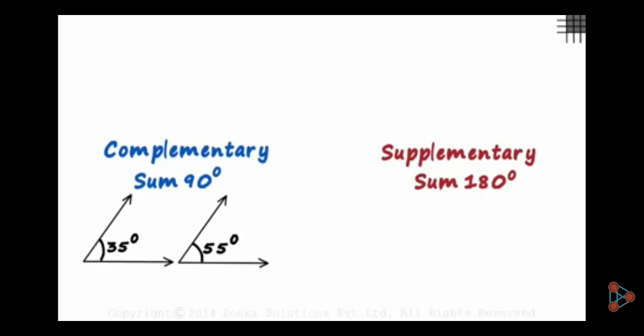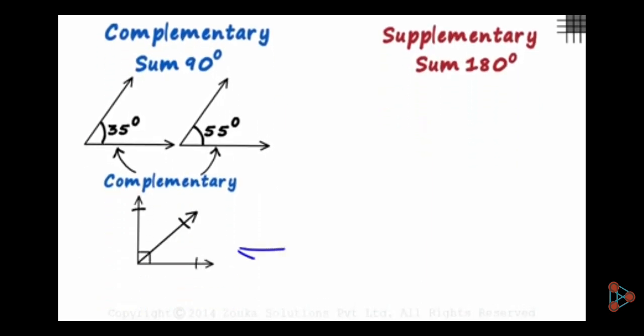Look at these two angles. 35 plus 55 is 90. So yes, they are complementary angles. If the sum of two angles is 90 degrees, then they are complementary. Look at this figure and try to name the two complementary angles.